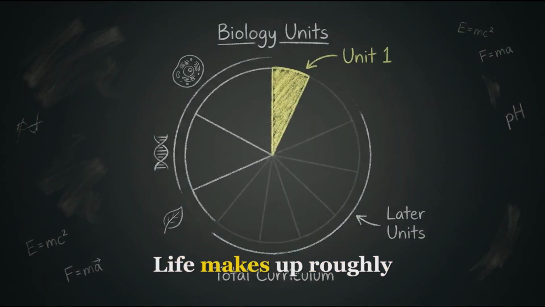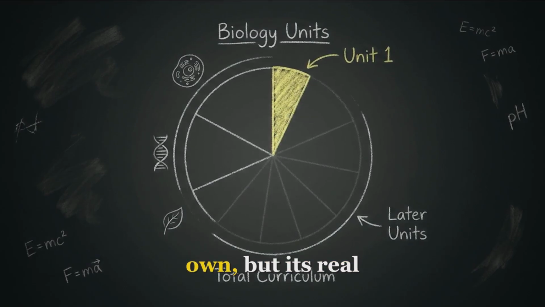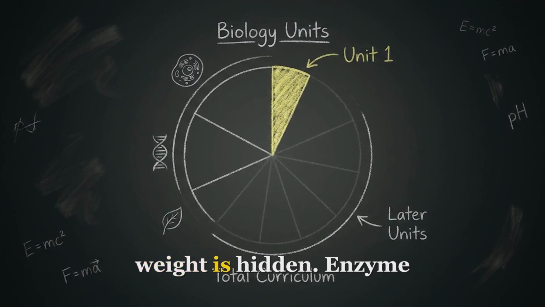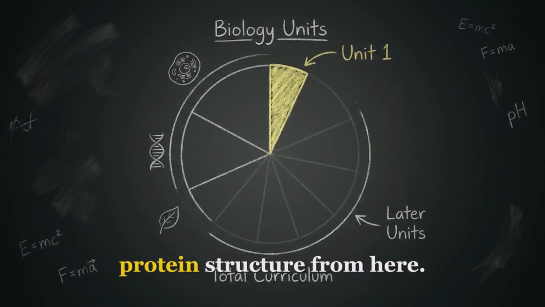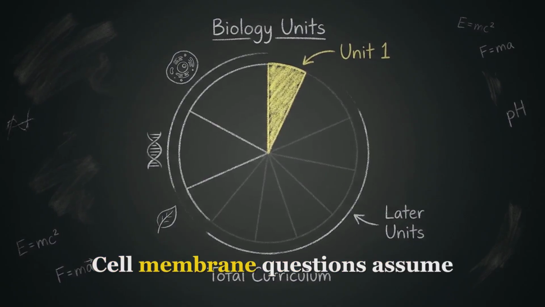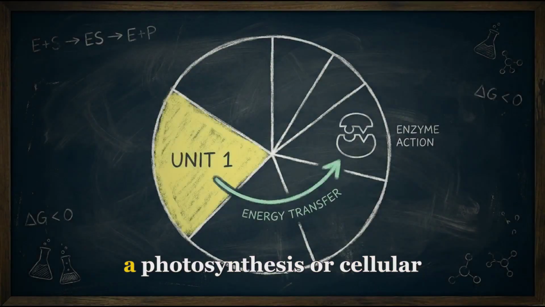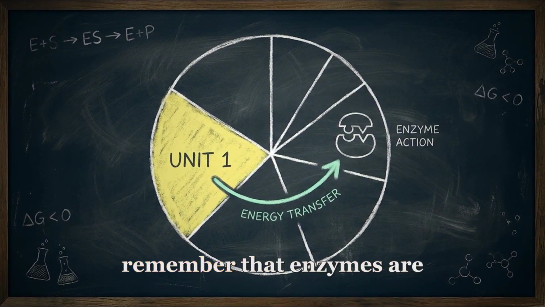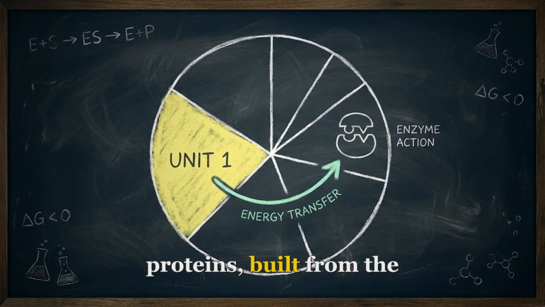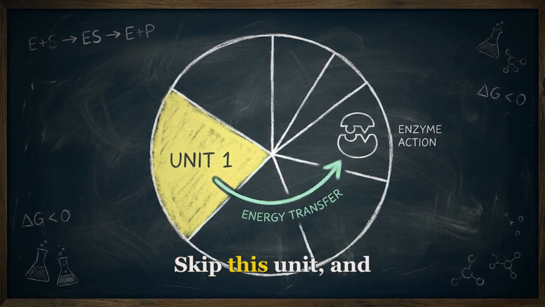Chemistry of life makes up roughly 1/10 of your AP biology exam on its own, but its real weight is hidden. Enzyme questions in later units assume you already understand protein structure from here. Cell membrane questions assume you remember how lipids behave from here. Even a photosynthesis or cellular respiration question later this year quietly assumes you remember that enzymes are proteins, built from the exact amino acid structure you're about to review.